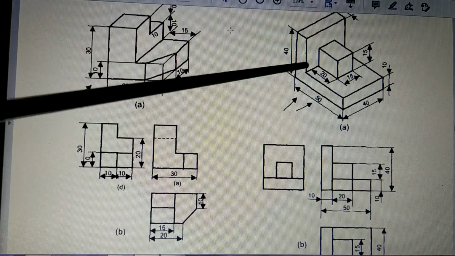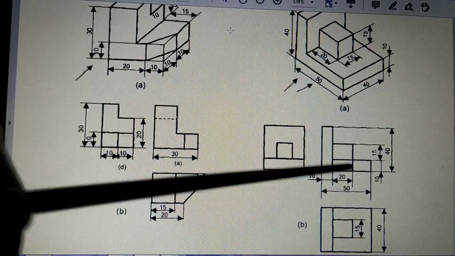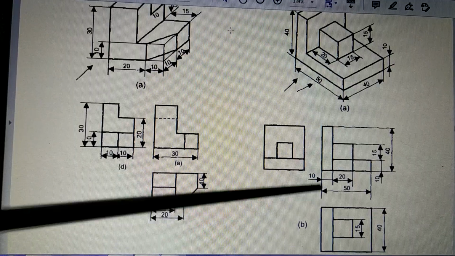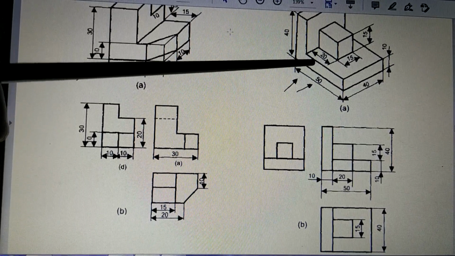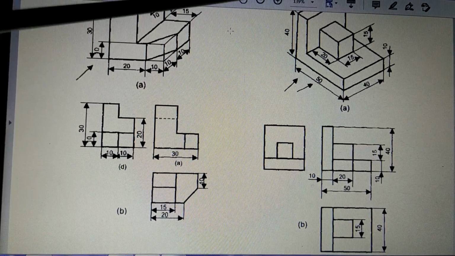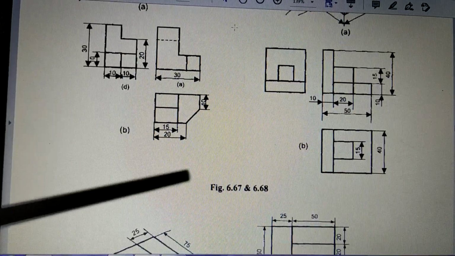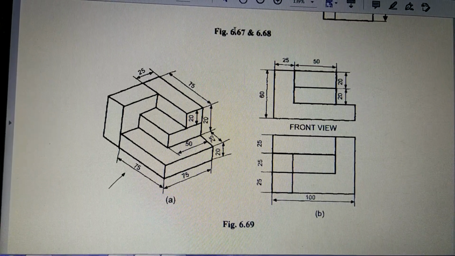In the future we are going to learn how to draw isometric. That time the question is given here, and based on this question you have to imagine and then draw this. So that is later on when we will learn isometric drawings. Now let's take this third figure.